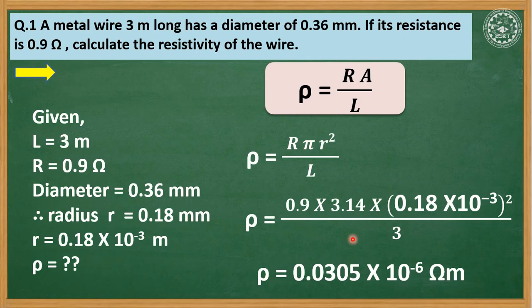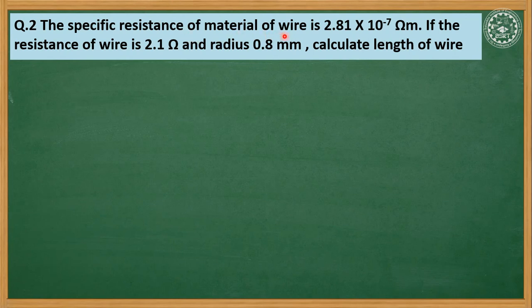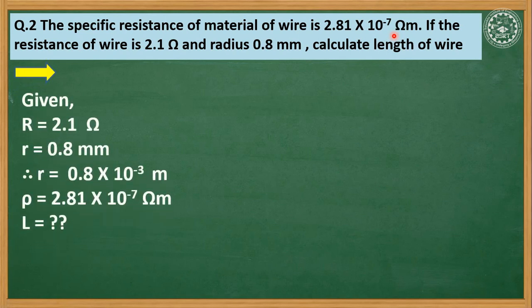Okay, the second example. The specific resistance of a material of wire is 2.81 into 10 raised to minus 7 ohm meter. If the resistance of a wire is 2.1 ohm and radius 0.8 mm, calculate length of a wire. Simple example, maximum for 2 marks. The value of rho is given in the example.